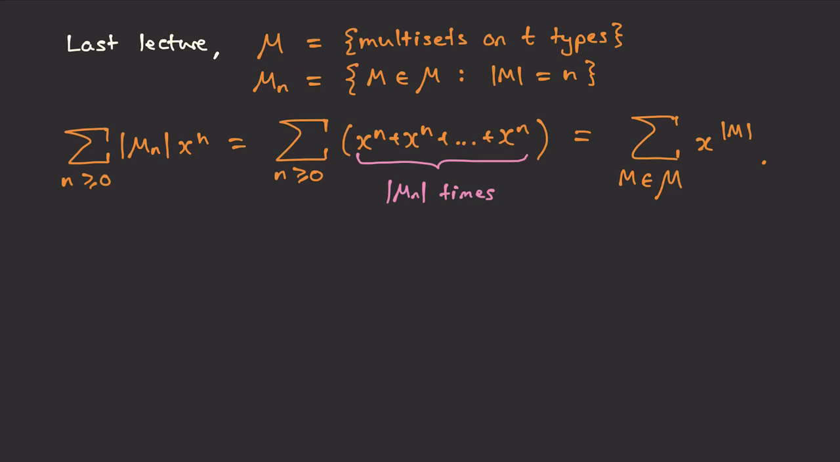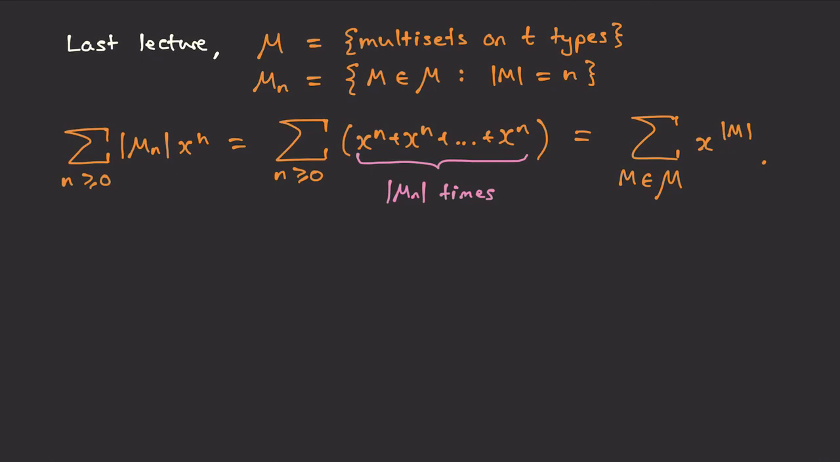We said that the sum over all n at least 0 of the size of Mn times x to the n is the same as the sum over all n at least 0 of a lot of copies of x to the n added together, where the number of copies is the size of Mn. And from there, we said that this is in fact the same as summing x to the size of m over all multisets M. You might find this last step to be the confusing one.